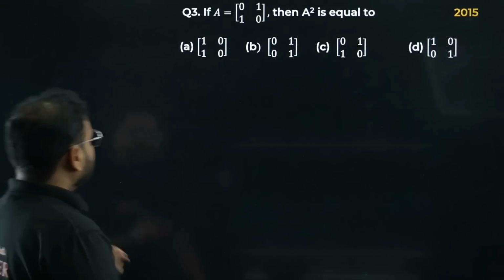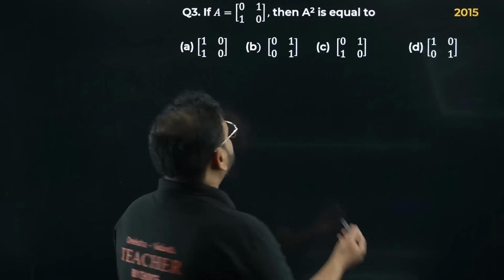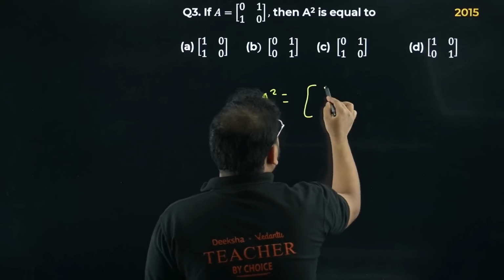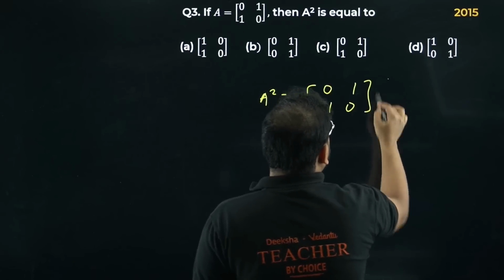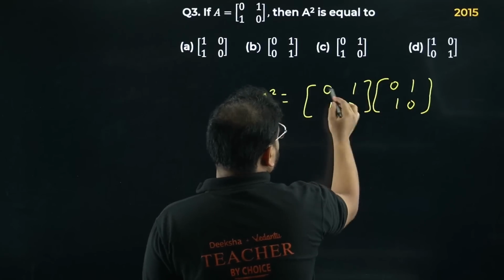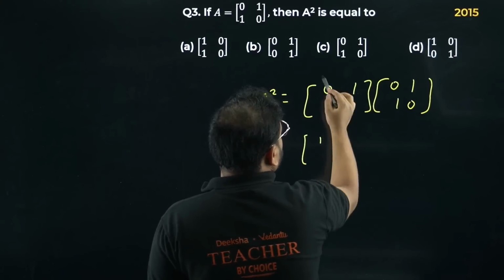Now, if A equals 0, 1, 1, 0, then A square equals how much? If you want to do this, please check. I'll write this 0, 1, 1, 0. Check here: 0 into 0 will be 0, 1 into 1 will be 1. So I get the first element as 1.